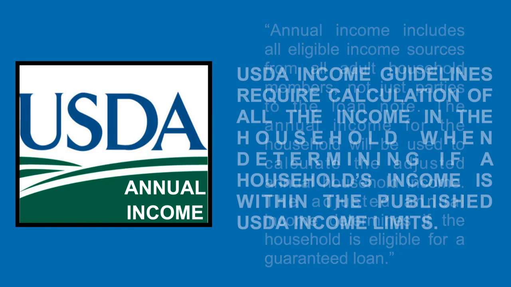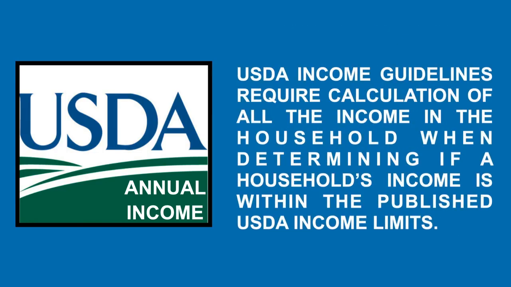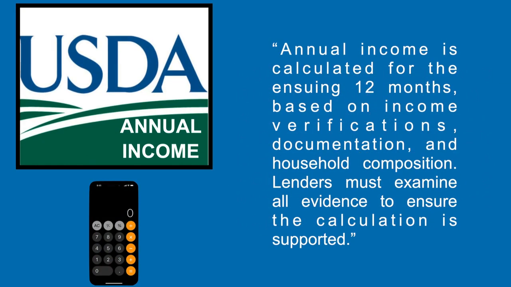Remember that USDA income guidelines require calculation of all the income in the household when determining if a household's income is within the published USDA income limits. When calculating USDA annual income, guidelines additionally confirm that annual income is calculated for the ensuing 12 months based on income verifications, documentation, and household composition. Lenders must examine all evidence to ensure the calculation is supported.